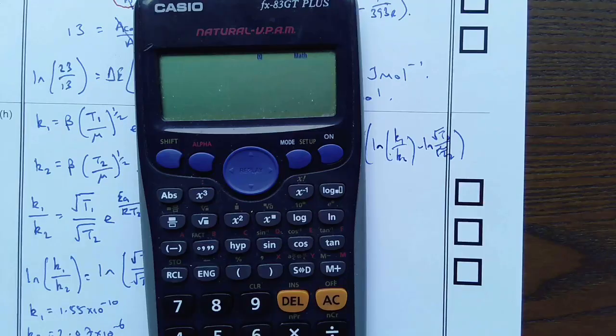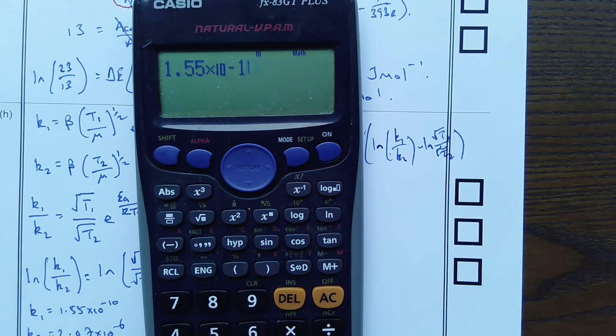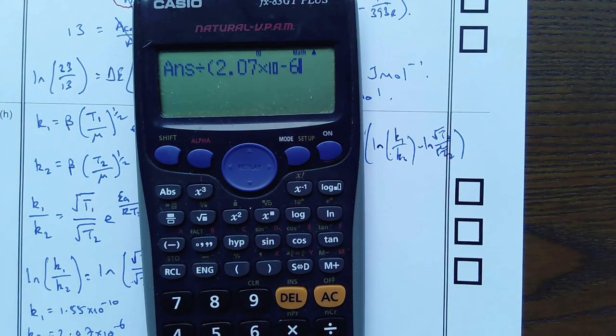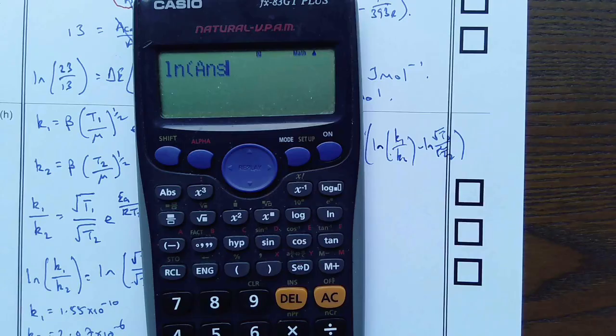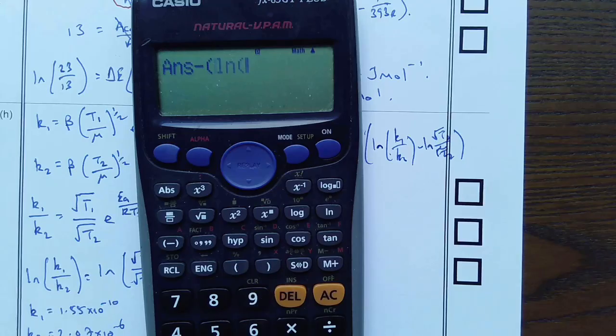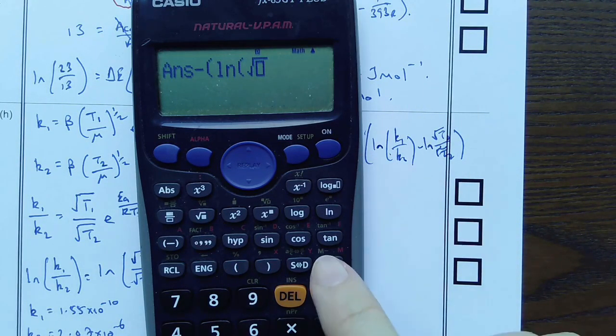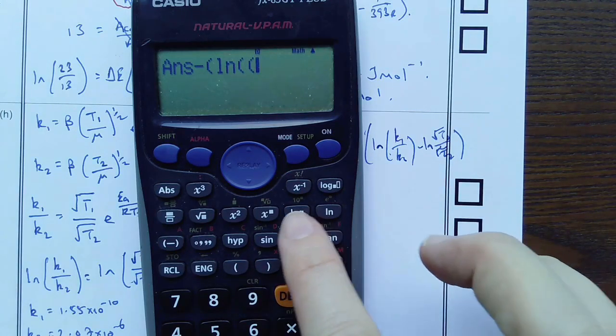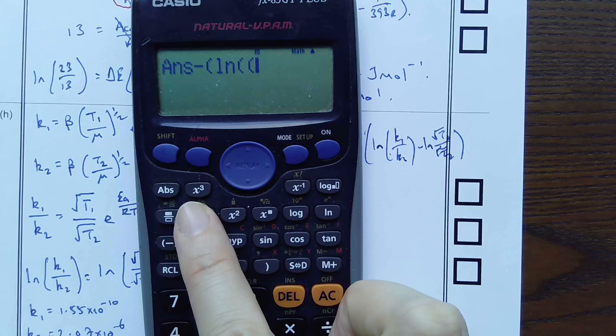Okay, so K1 divided by K2: 1.55 times 10 to the minus 10, divided by 2.07 times 10 to the minus 6, log that, gives me that. I'm not good at using these calculators. How do I want to do this? Let's just try and do it all in the calculator. Minus log root. Yeah. No, that's not going to work. Minus log. It's probably quite painful to watch.